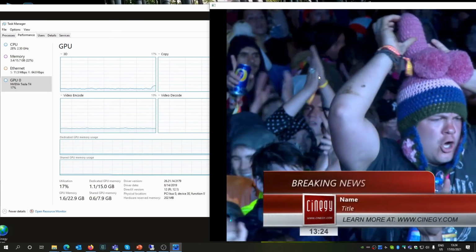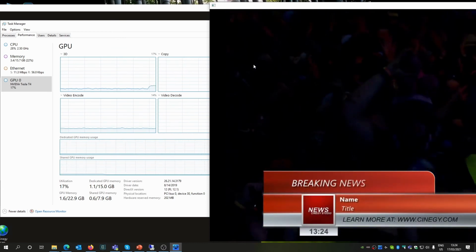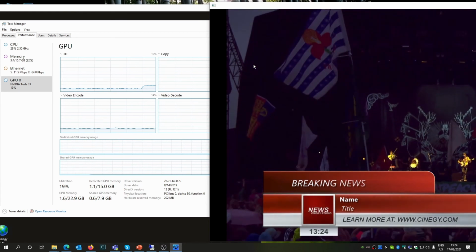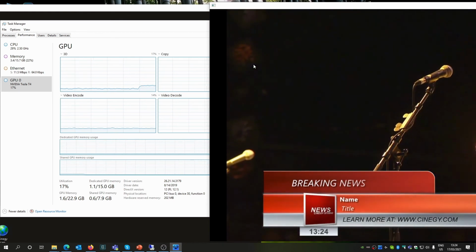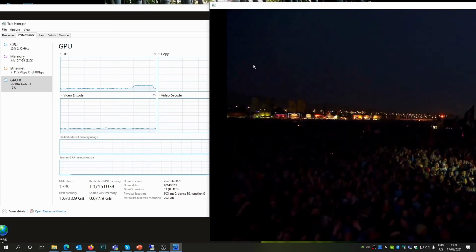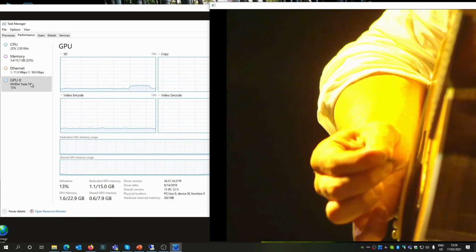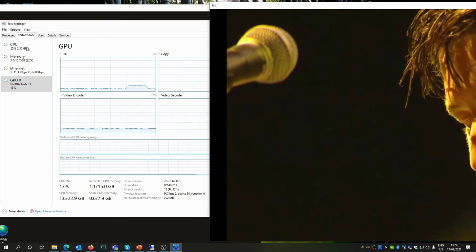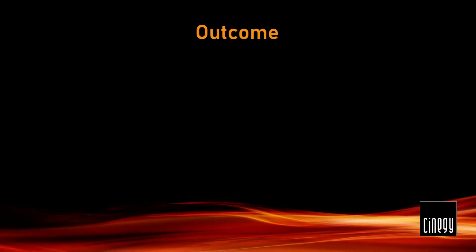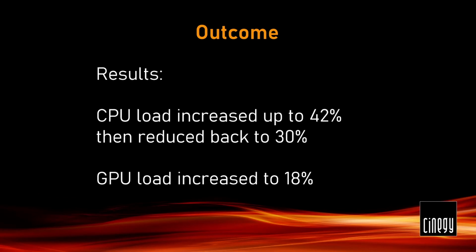As you can see, when the graphic kicks in, the GPU load goes up to about 18% and the CPU load goes up to about 29 to 30%. Once the graphic is finished and clears, we can see the GPU is back down to the 13% before and the CPU dropped down to about the average 20-22%. So we did see a load increase on the machine when the lower third animated graphic ran.